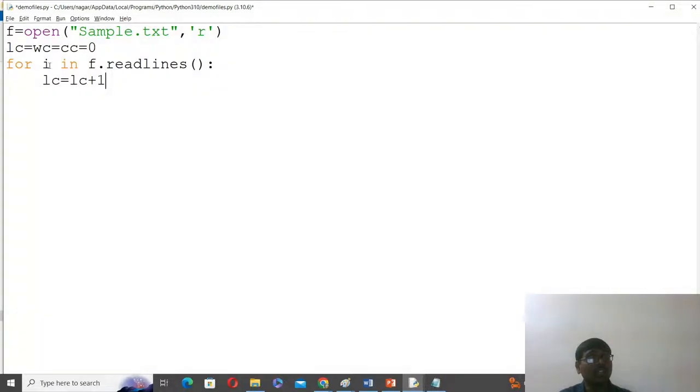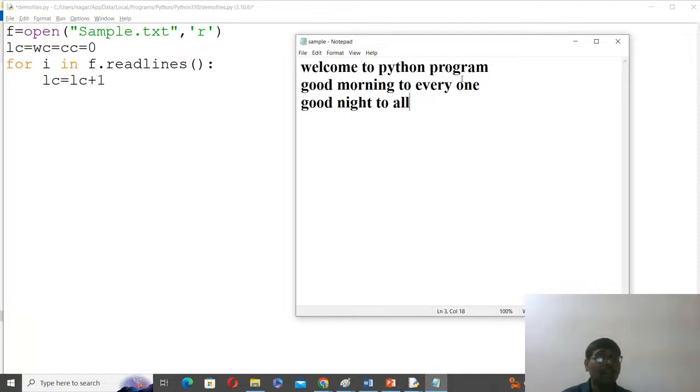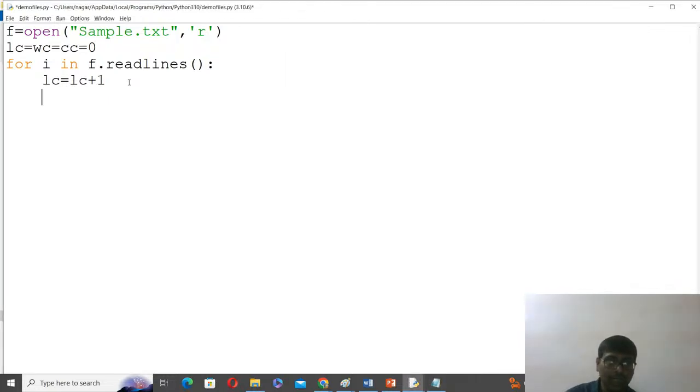Initially, what is the line count? 0. For I, now what does I consist of? I consists of welcome to Python program. I am incrementing line count. Next, once you are reading a line, count the number of characters also. How do you get the number of characters? len(I). I value is a string, welcome to Python. Length of I means the number of characters. Each time, character count = character count + len(I).